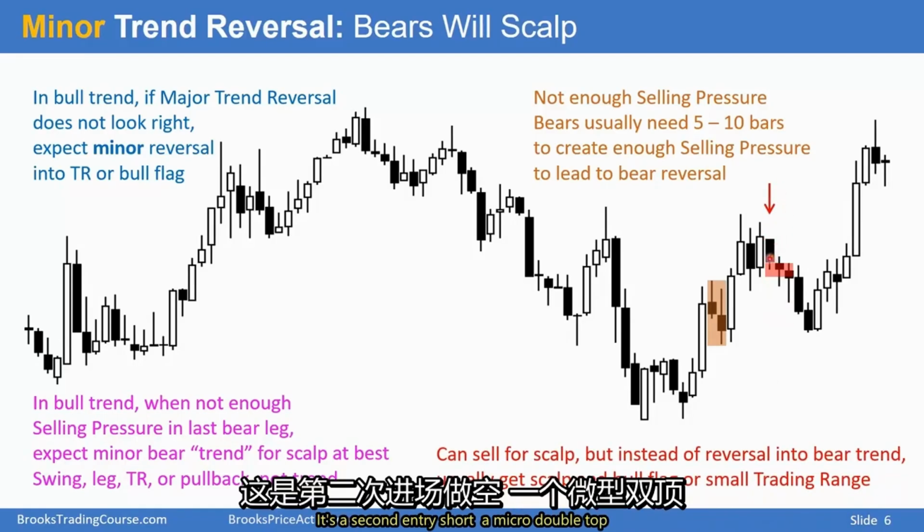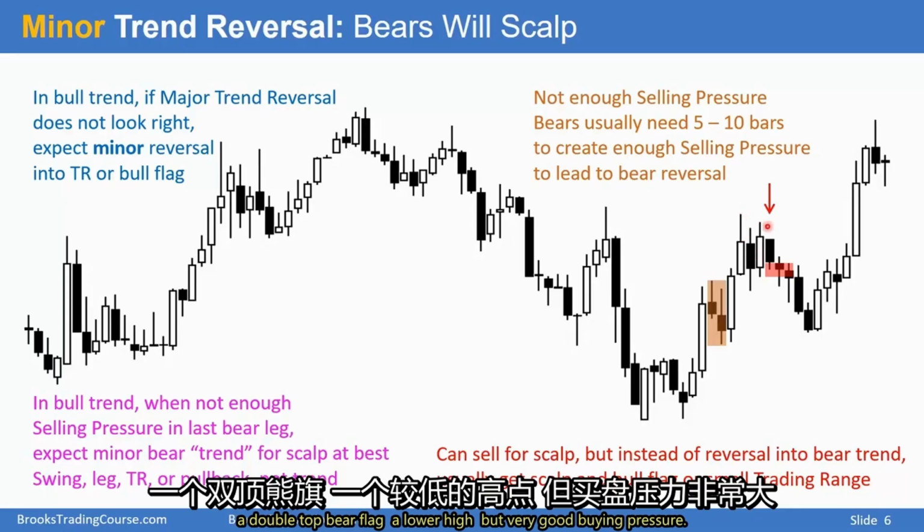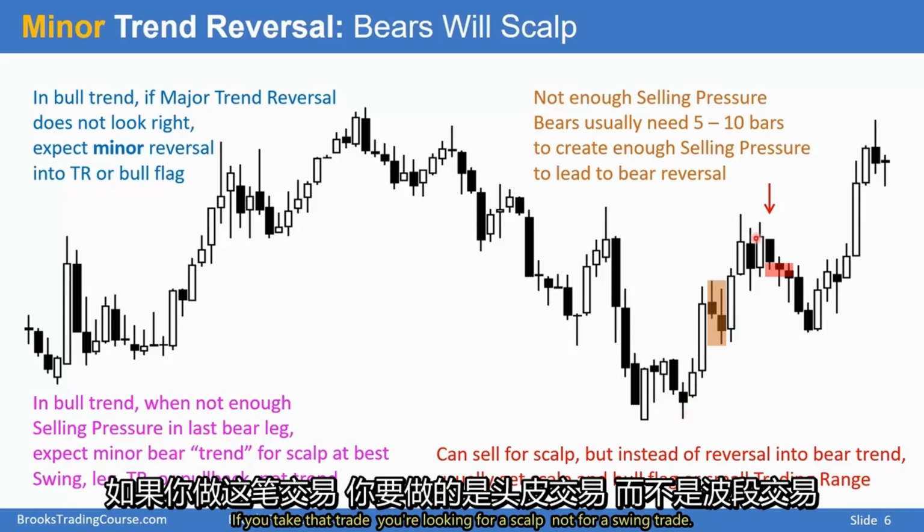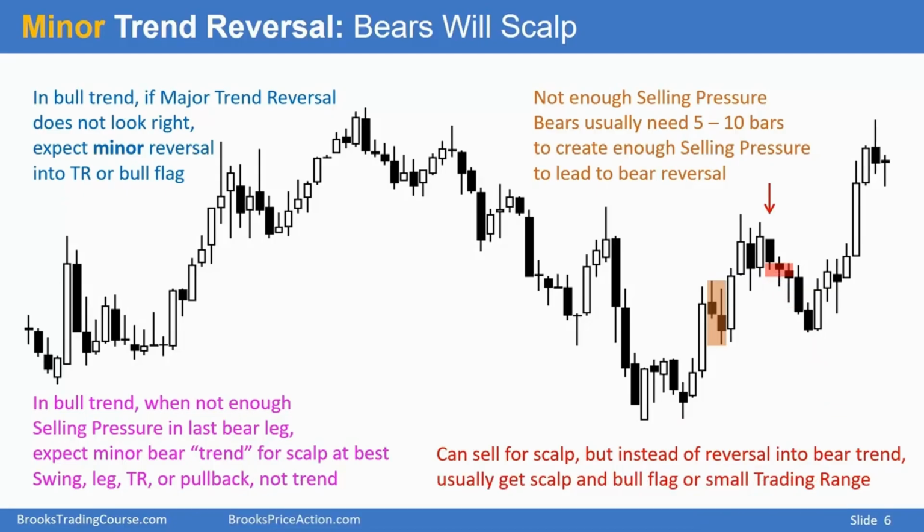You can take this trade. It's a second entry short, a micro double top, a double top bear flag, a lower high, but very good buying pressure. This reversal down is probably minor, a minor reversal in this early bull trend. If you take that trade, you're looking for a scalp, not for a swing trade.